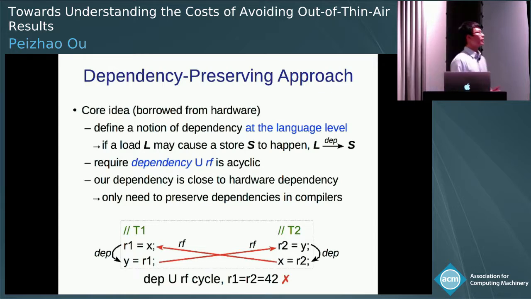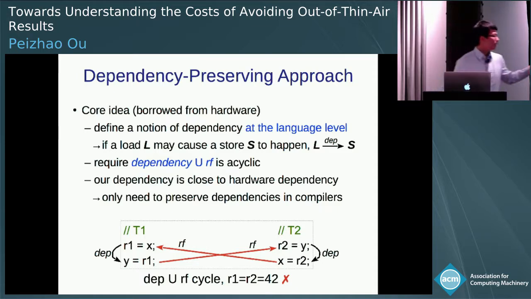Now, the core idea is actually from hardware. The idea is to define a notion of syntactic dependency at the programming language level in such a way that if a load L may cause a store S to happen, we will have a dependency relationship from L to S. Then we require that dependency union reads-from be acyclic so that we can forbid those causality cycles. We make sure that our dependency notion is close to hardware dependencies, so that we only need to preserve such dependencies in compilers, and then hardware would naturally respect the dependencies at runtime.